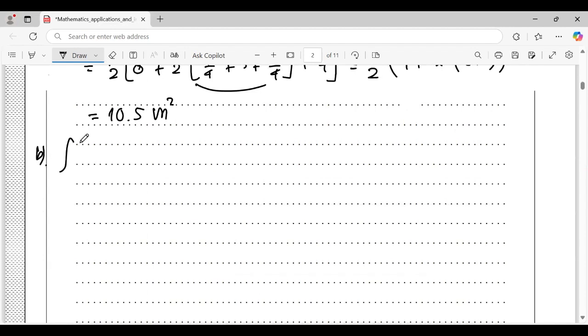Integral of minus 1/4 x squared plus 2x dx. The integral is minus 1/12 x cubed, because 2 plus 1 is 3, plus x squared plus c. That's the integral.